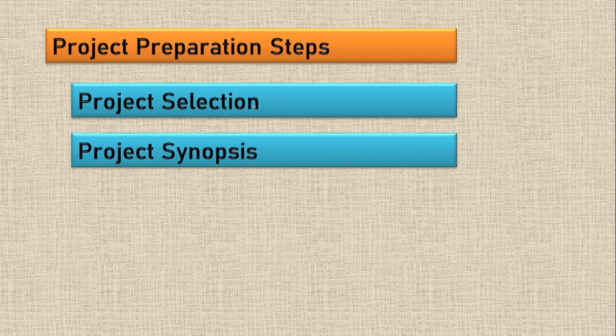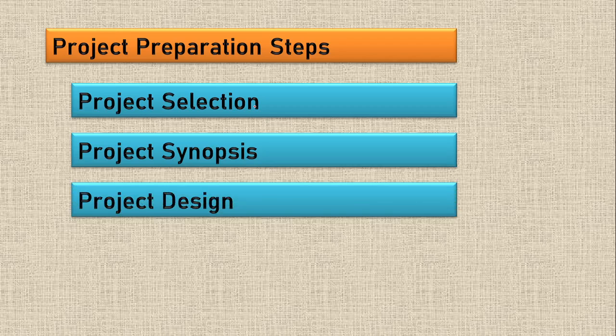Once you have the project selection, based on that you need to prepare the synopsis. A synopsis is basically 2-3 pages. Here you indicate who is doing the project, the project title, the software and hardware technology you are using, and it gives a complete idea of what exactly the project is. The next thing is the project design. We need to design the forms, like the input forms.